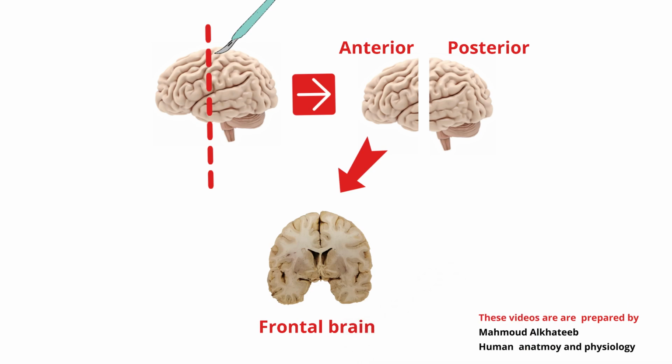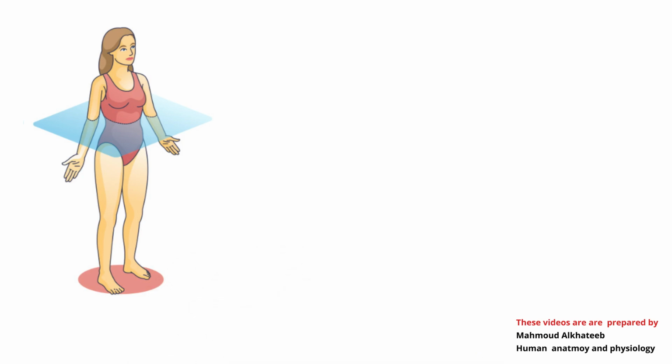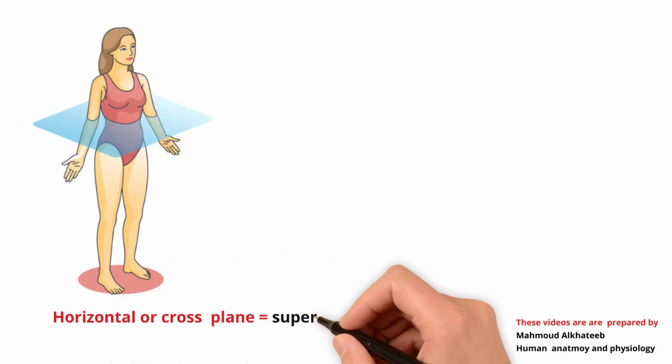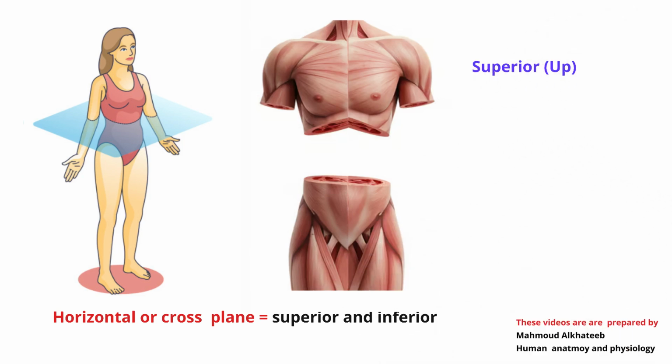Finally, we have the transverse or horizontal plane, also known as the cross-sectional plane. This plane divides the body or organs into superior and inferior sections. Think of it as a horizontal cut that separates the top from the bottom. In other words, the transverse plane divides the body into upper and lower parts.